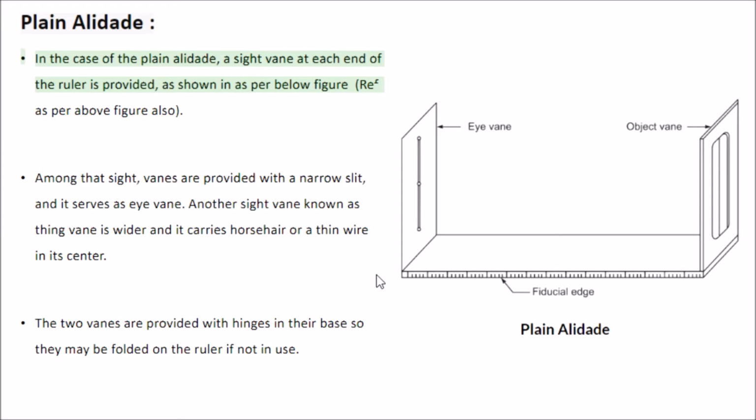In the case of the plain eye dot, a sight vane at each end of the ruler is provided, as shown in the figure below. Among these, one sight vane is provided with a narrow slit, and it serves as the eye vane. The other sight vane, known as the object vane, is wider, and it carries a horsehair or a thin wire in its center. The two vanes are provided with hinges at their base so they may be folded on the ruler when not in use.